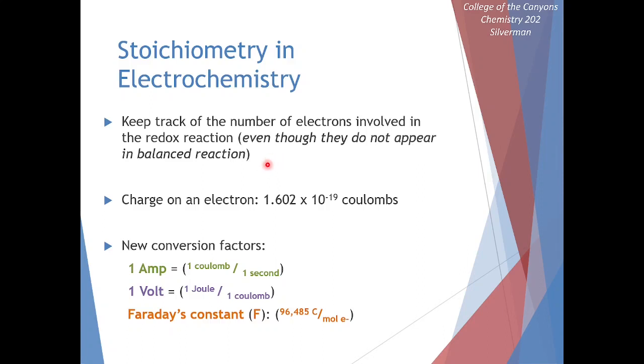If we know how many moles of electrons are involved in our reaction, we can use some conversion factors, right? Amperes, that is our current, coulombs per second. Voltage, that is our standard cell potential. This is joules per coulomb. And Faraday's constant will tell you exactly how many coulombs of charge there are for every mole of electrons.